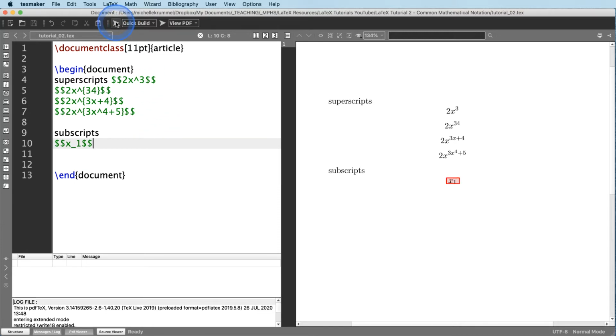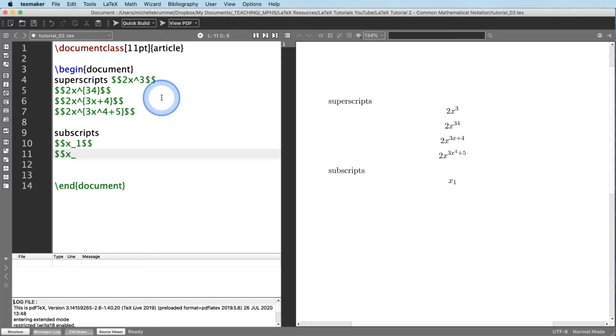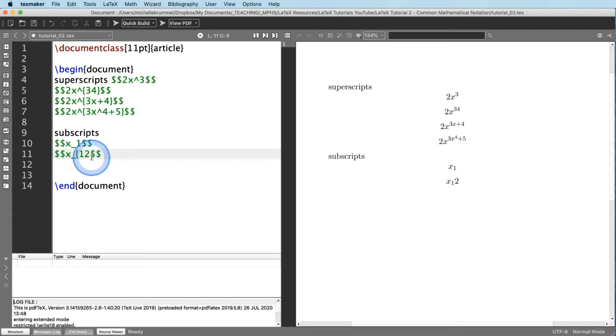So here we've got x sub 1, and if I want x sub 12, for example, this is not going to work. It's still going to just do x sub 1 and then put a 2 right next to that. So that's not what we want. Here we want 12 to be in the subscript, so we put curly brackets around the 12. And now we've got 12 in our subscript. You can have subscripts inside of subscripts as well.